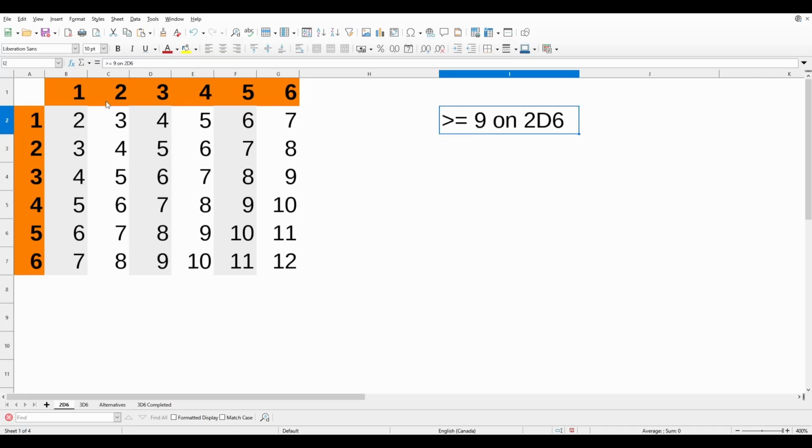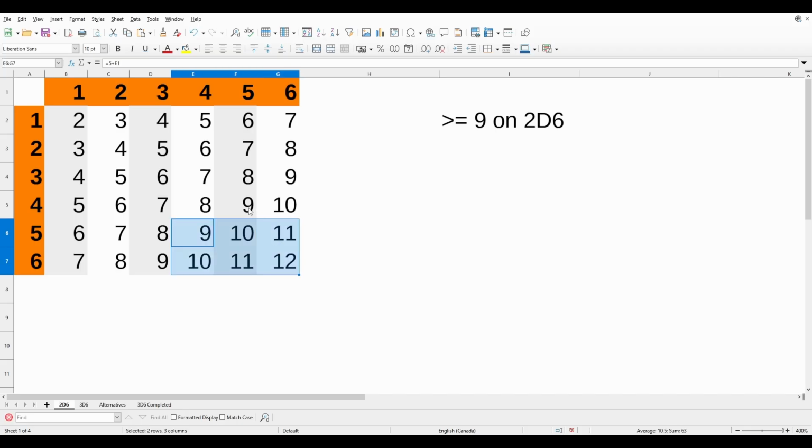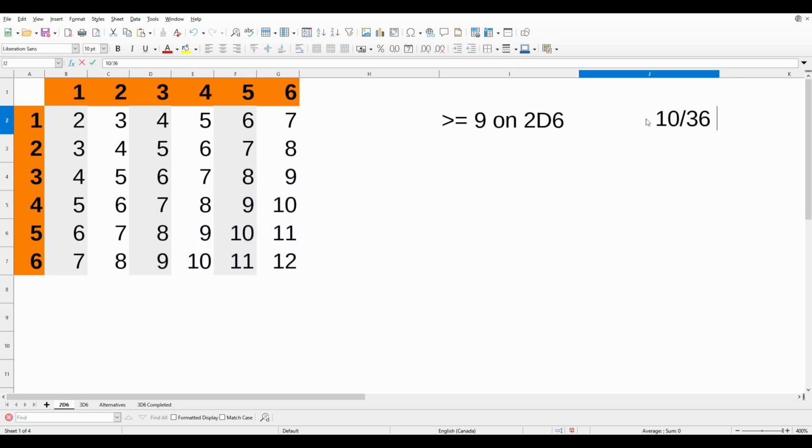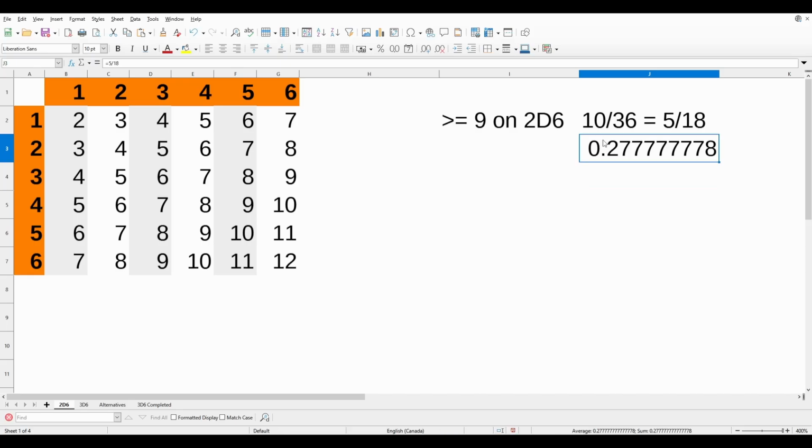So what I have here is 1 through 6 on these rows and columns, and the sums of these digits on the inside. And we have 36 possible outcomes here. So if I want to find out, again, 9-inch charge, I'm just going to count how many are 9 or higher. So we got 6, 7, 8, 9, 10. So that's 10 out of 36, which is the same as 5 out of 18. And in percentage chance, this is about 27%, 28% if you're rounding.